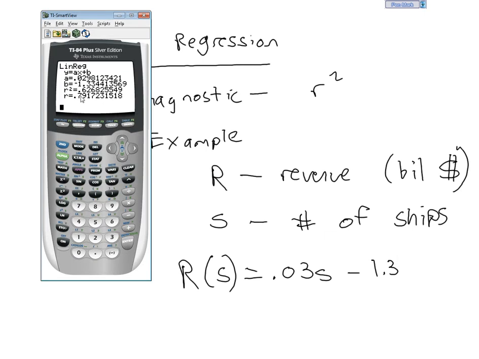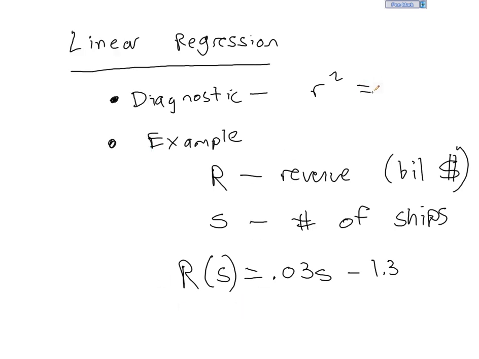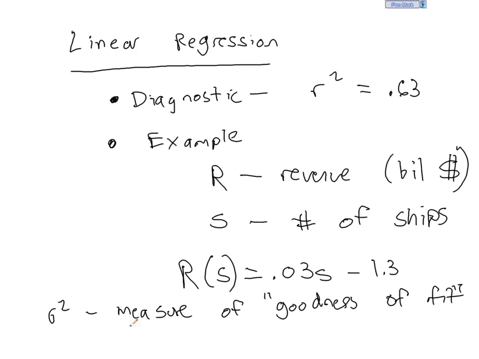Now we have this R. We're going to ignore the R value. R squared in this case, the diagnostic, would be 0.63. Now the R squared is really what we're going to talk about first. The R squared is a measure of goodness of fit. So this will tell us basically how well our line is going to fit our data.